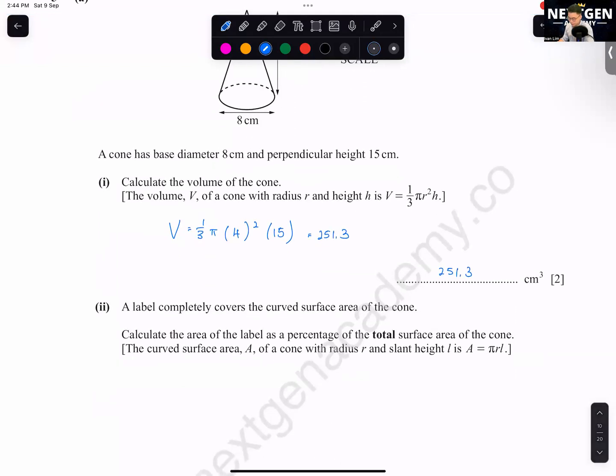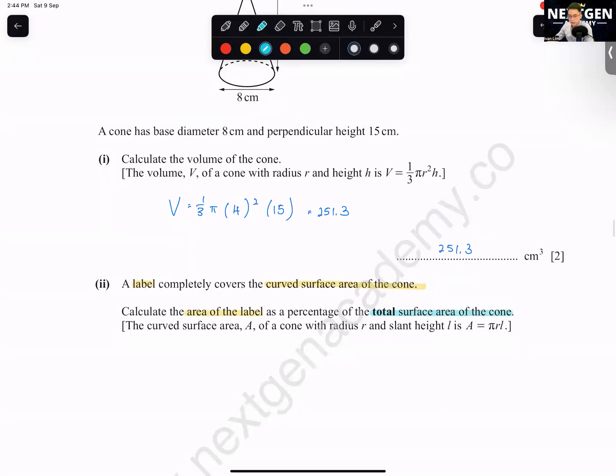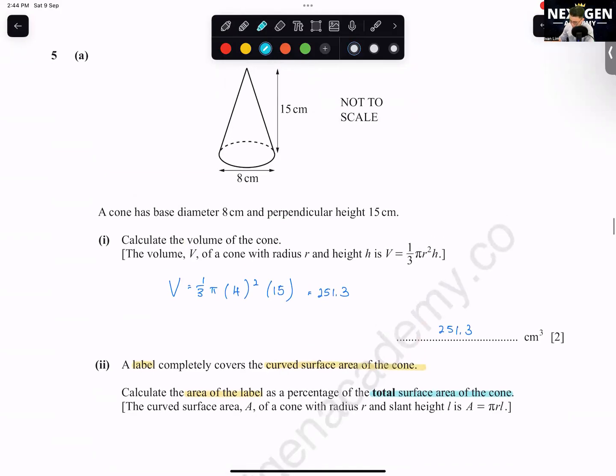Okay, number 2. A label completely covers the curved surface area of the cone. Calculate the area of the label as a percentage of the total surface area of the cone. So what we want to do is find this L value first, because for me to find the area of the curved part here, I will need pi r L.